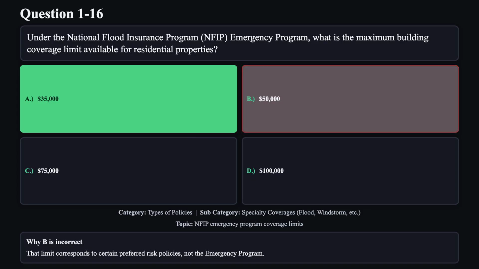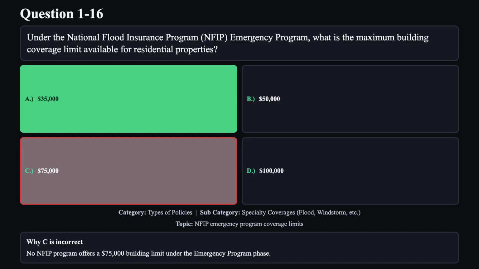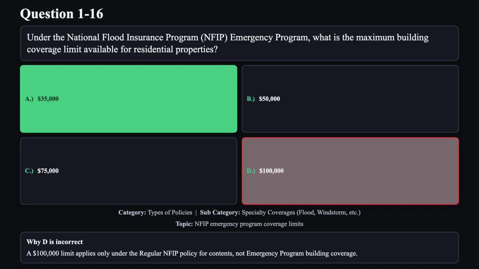Reason B is not correct. That limit corresponds to certain preferred risk policies, not the emergency program. Reason C is not correct. No NFIP program offers a $75,000 building limit under the emergency program phase. Reason D is not correct. A $100,000 limit applies only under the regular NFIP policy for contents, not emergency program building coverage.